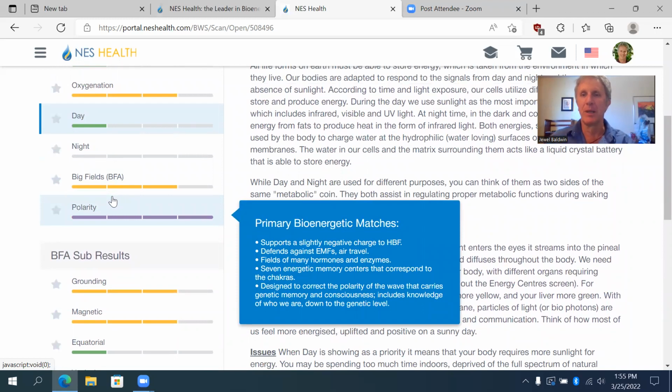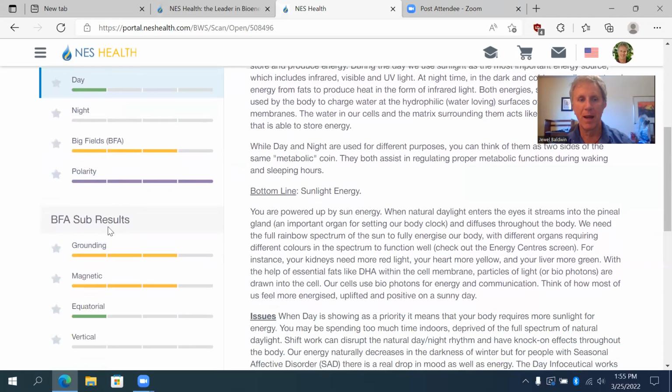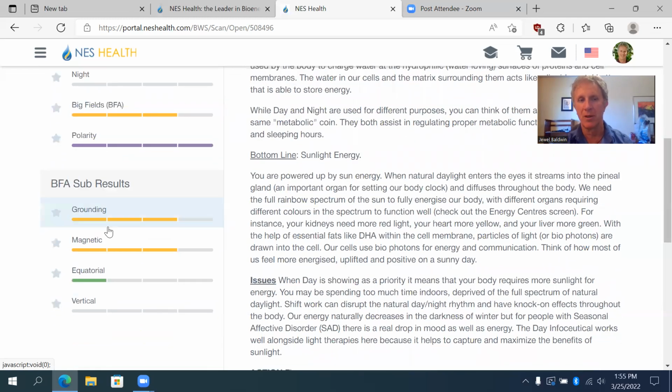The next one that comes up, in my case it's secondary priority, is big fields. Big fields relates to the big fields of the Earth. The Earth has very powerful magnetic fields. There's 3 different axes that are measured by this: magnetic, equatorial, and vertical axis of the big fields of the Earth. And those are all found in the BFA sub results. And these basically relate to different ways our body field might not be aligned with the Earth's magnetic fields.